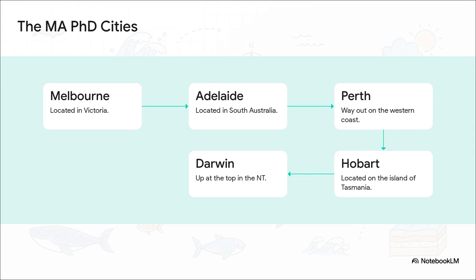For our MA, PhD, M takes us to Melbourne in Victoria. A moves us west over to Adelaide in South Australia. P is for Perth, way out there on the western coast. H drops us down to Hobart on the island of Tasmania. And finally, D shoots us all the way up to the very top, to Darwin in the Northern Territory. BSc, MA, PhD, a perfect, neat clockwise loop of Australia's most vital hubs.